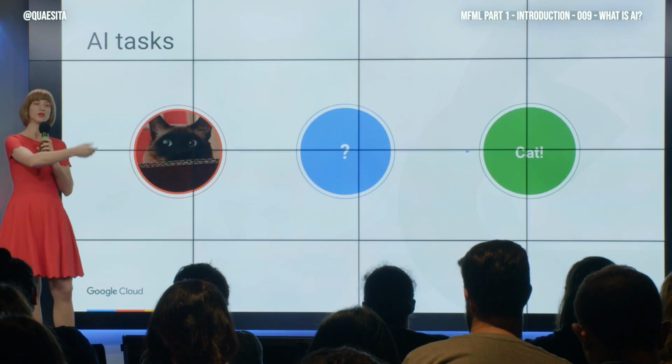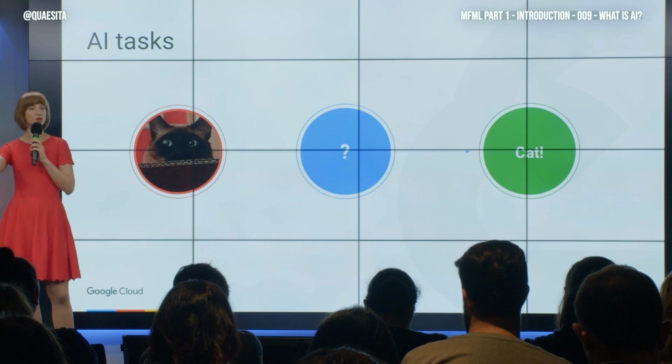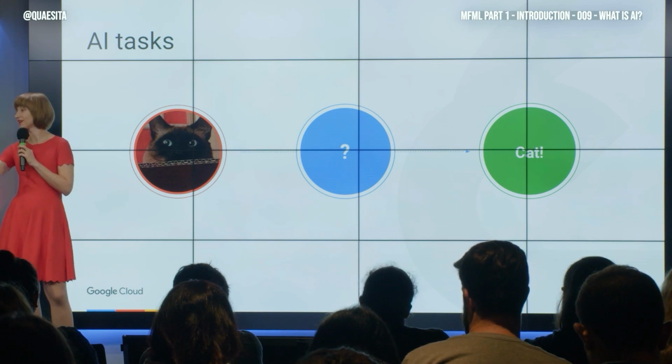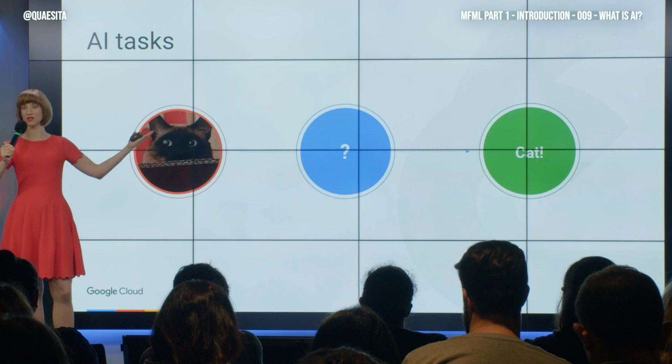You don't even know how you know that's a cat. You don't know how you know how to move that joystick in that game. You just know it. You do something with these pixels, and you don't know what you do.